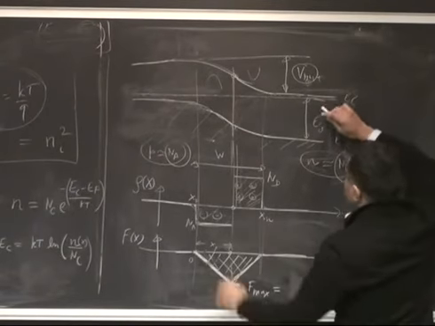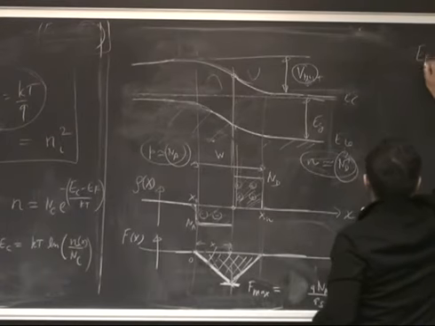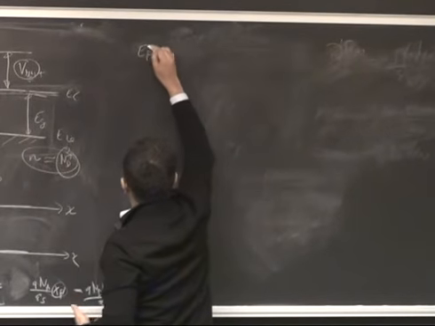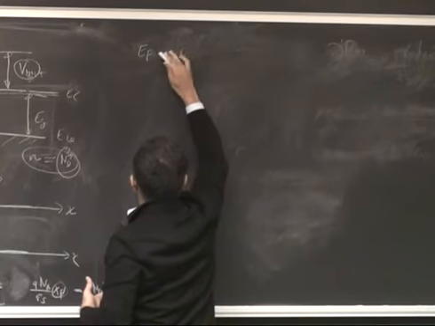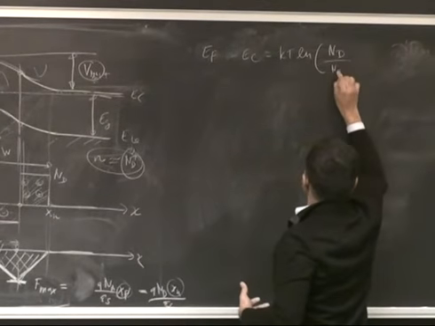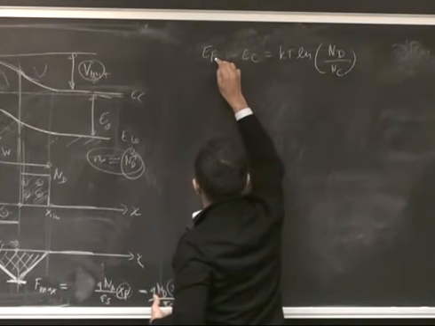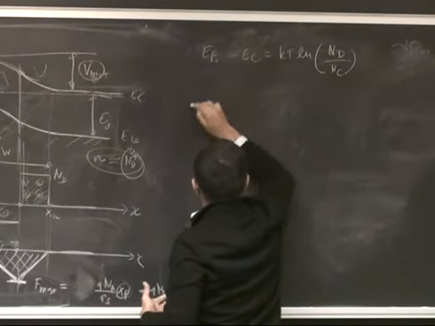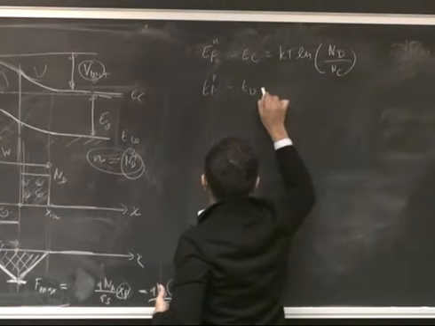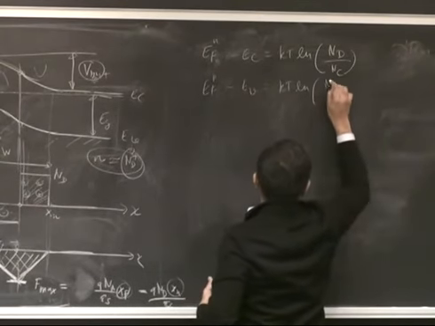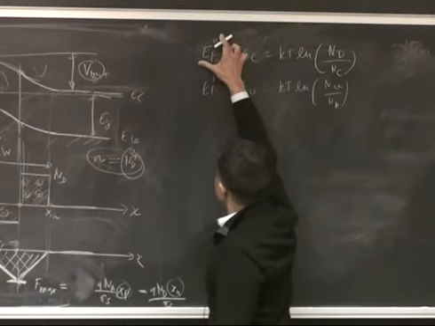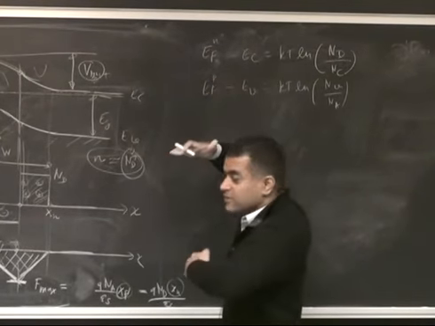Built-in voltage: before we put it together, I already knew the Fermi level on the n side. EF minus EC was equal to KT natural log of the doping density over NC, right? We wrote that. And on the p side, EF minus EV is KT natural log of NV over NA. So the built-in voltage is basically what it was before you put it together, this minus this, the difference of the two chemical potentials.